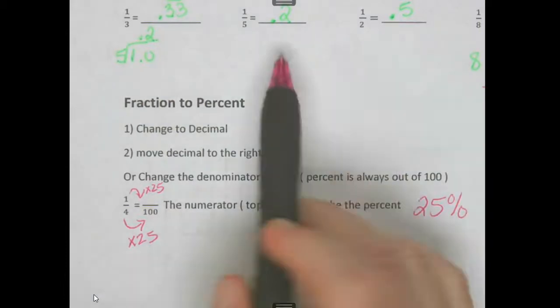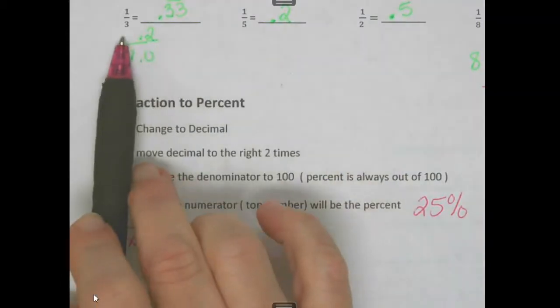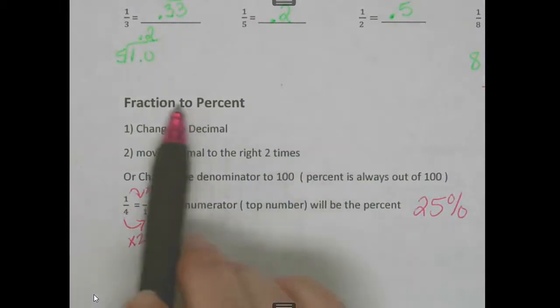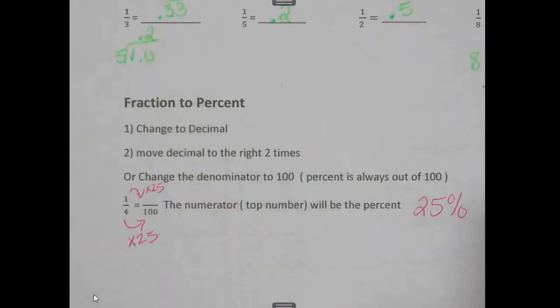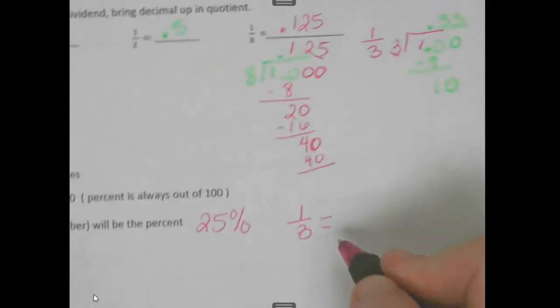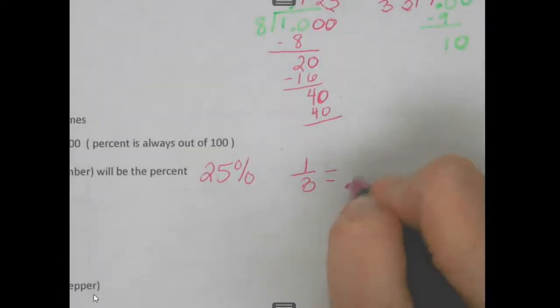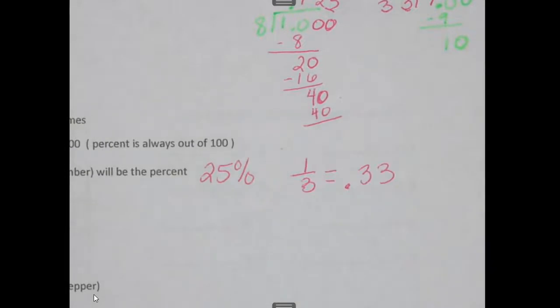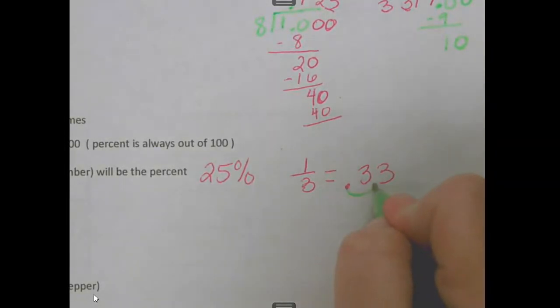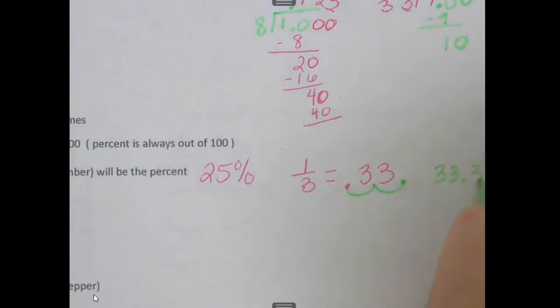If the bottom number does not go to 100, for example, like 1/3, you have to put it into a decimal. Here's my decimal. And then you have to move the decimal how many times? 2 times, making this 33.3%.